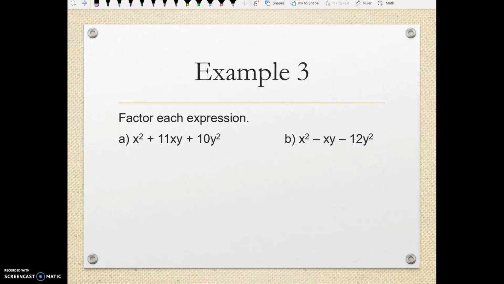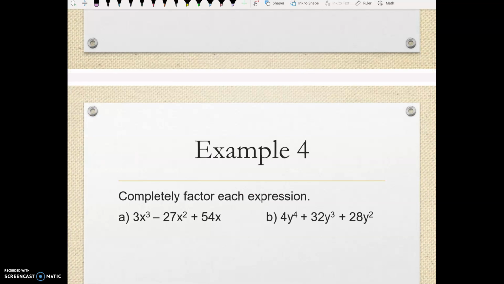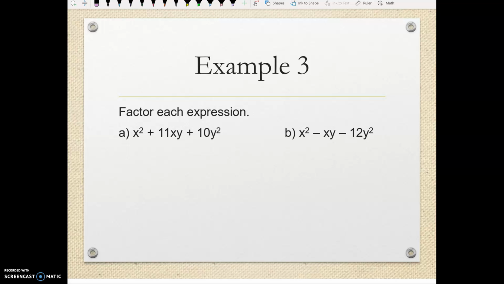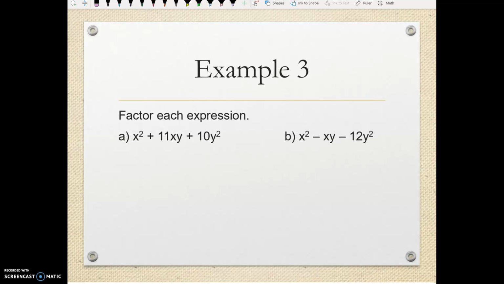All right, we are going to do one of these. When there's x and y, basically this just means that we're going to have x plus something y and x either plus or minus something y. So we're going to treat this exactly the same way.